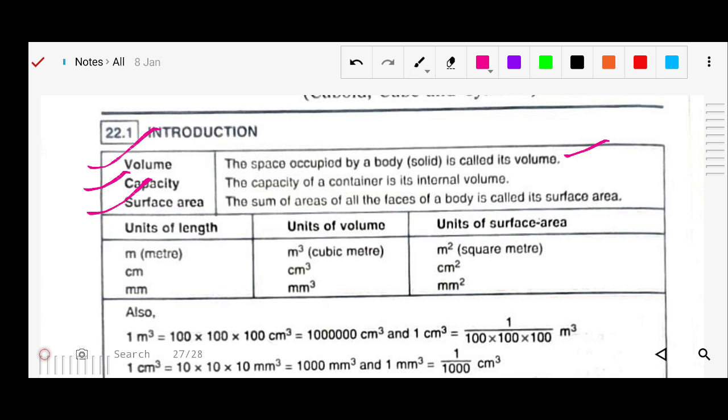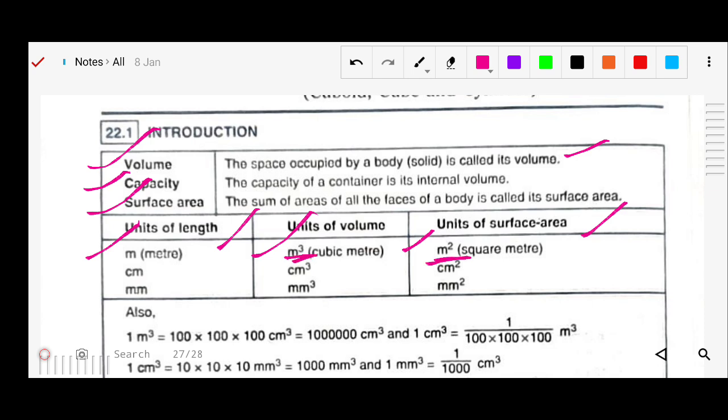Here are some units: this is the unit of length, this is the unit of volume, and this is the unit of surface area. As we know, volume is length, breadth and height, so we are multiplying 3 units, and that is the cube, meter cube. Whenever it is area, we multiply only 2 units, so it is a square. Volume is always in terms of cube.